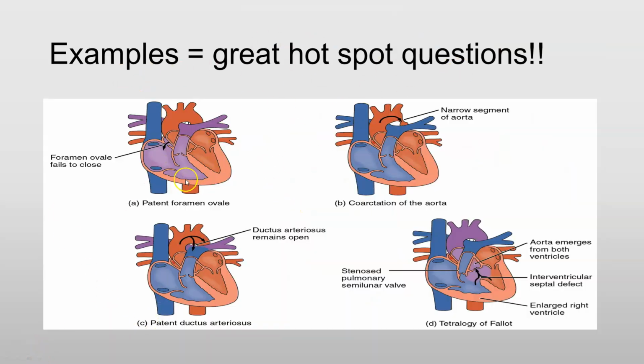So all of these typically make good hotspot questions. So when I go through and I'm looking at our differing places, if I see a patent foramen ovale, I don't really talk about that one, but it's basically in that same space as our atrial septal defect. We do see here now I have this patent ductus arteriosus.